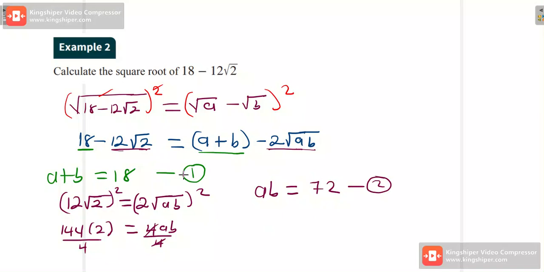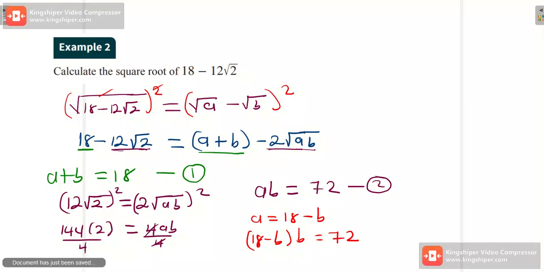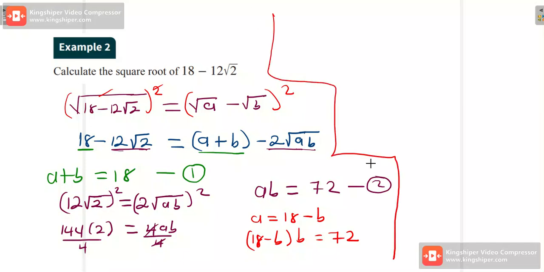Now, from equation 1, we can make A the subject. From equation 1, we will make A the subject as 18 minus B. Then we come and put it into equation 2. So it means that in equation 2, wherever we see A, we write 18 minus B. Then it will multiply the B again. Then that should be equal to 72. Let us expand it here.